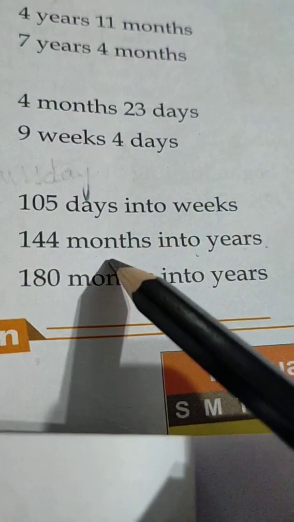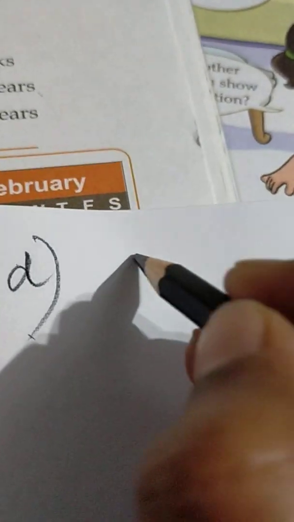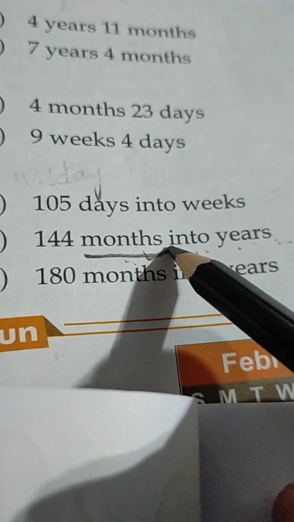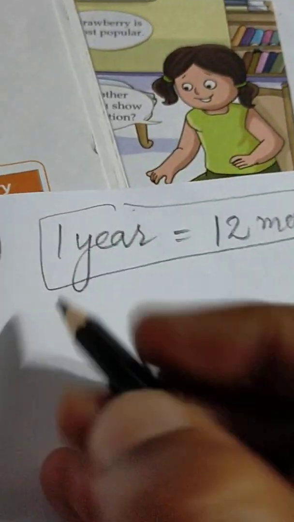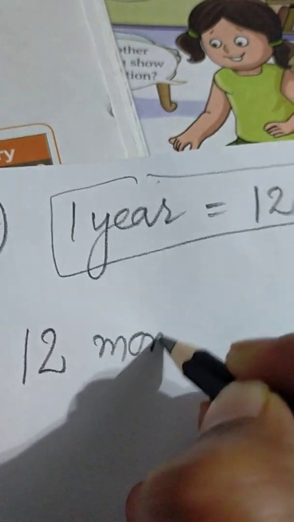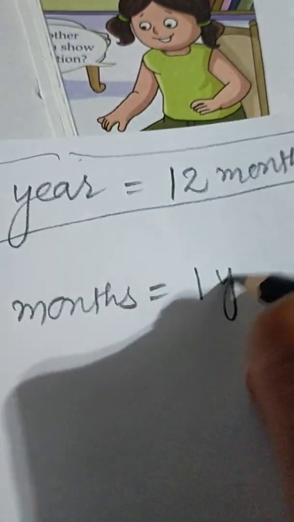Yes friends, now see how we will do part D. For doing part D, you can see in the statement there is month into years. We have to convert months into years. Firstly, I have told you, yes, 1 year is equal to 12 months. But here in the statement you can see months into years. Firstly, months must be written, and after that years. So this statement we will write reversely. How we will write? We will write 12 months is equal to 1 year.